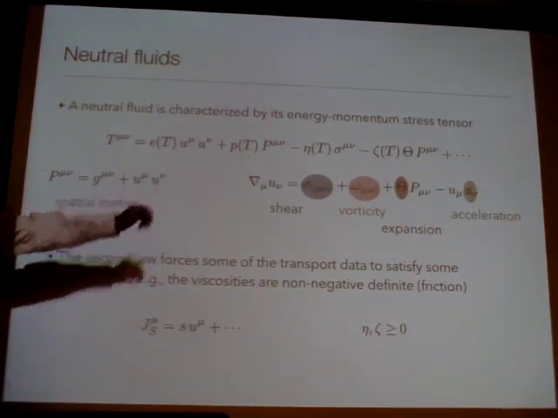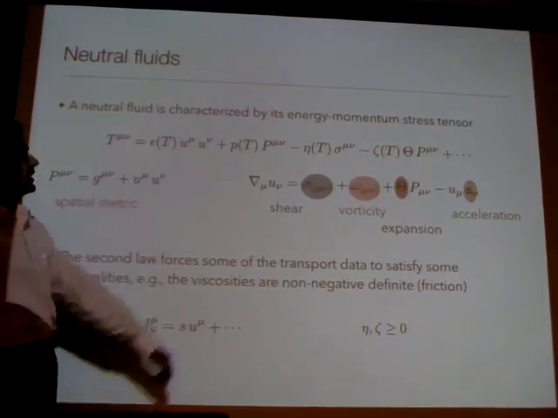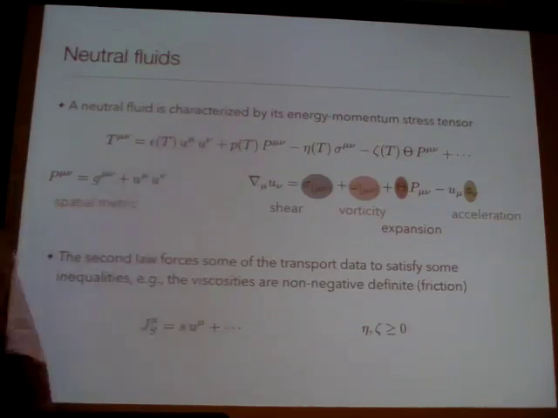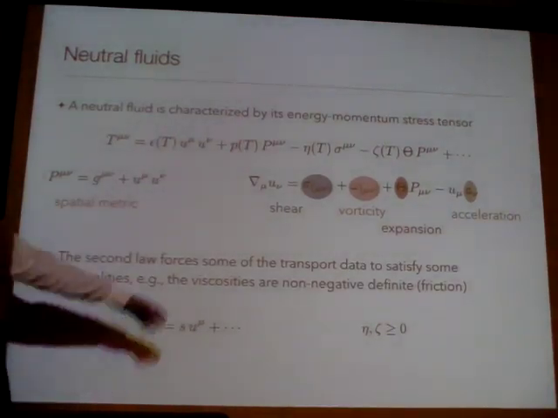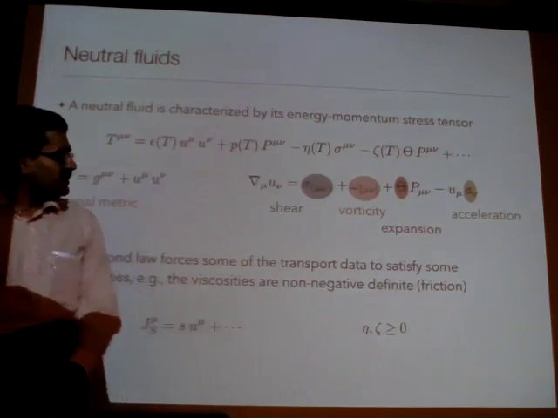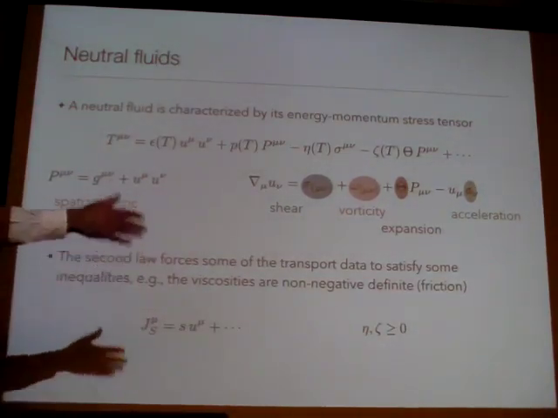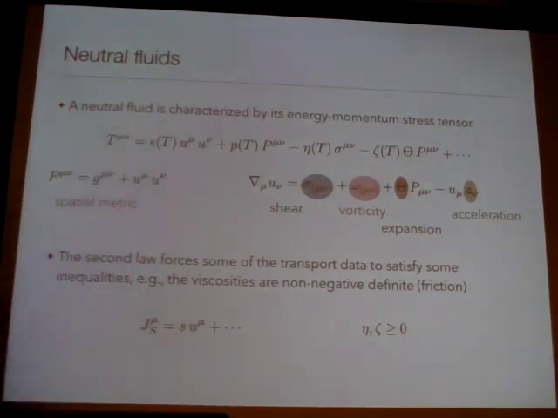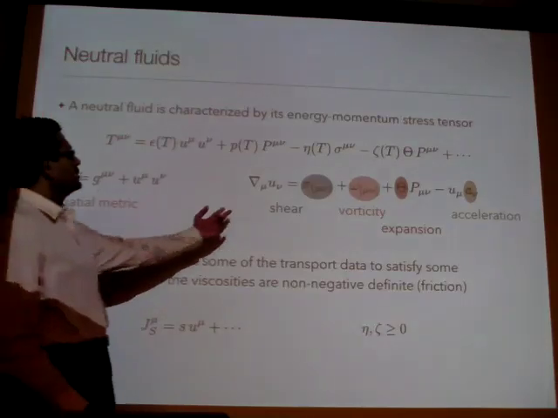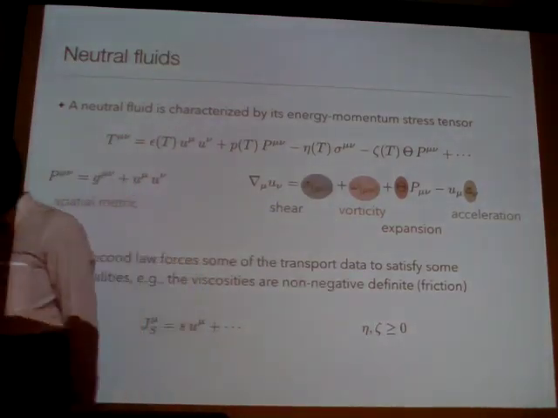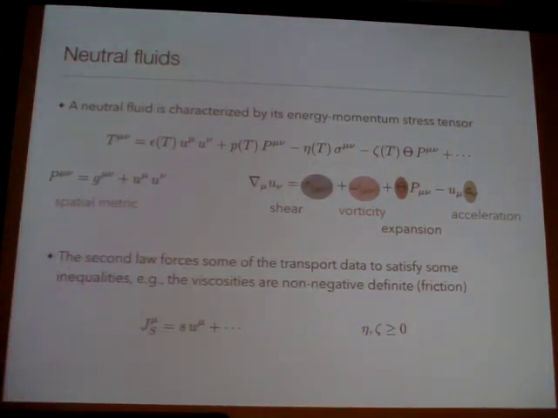Sigma mu nu is the symmetric traceless part of the derivative, and theta is the trace part of the derivative after projection. And then the antisymmetric part of the derivative, which we'll need later, is called the vorticity. And the part of the derivative that's aligned with the velocity is called acceleration. That's very simple. It's a two tensor, and any two tensor has this natural decomposition. I've just given names to the components.